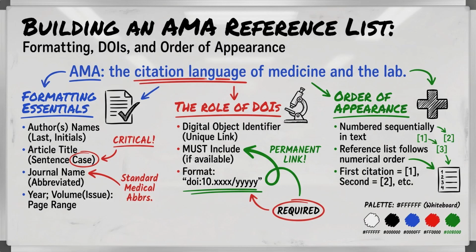We'll cover the specific details that often trip up students, making sure you understand the why behind each requirement. This will set you up for success in accurately citing your sources, which is vital for communicating reliable scientific information.